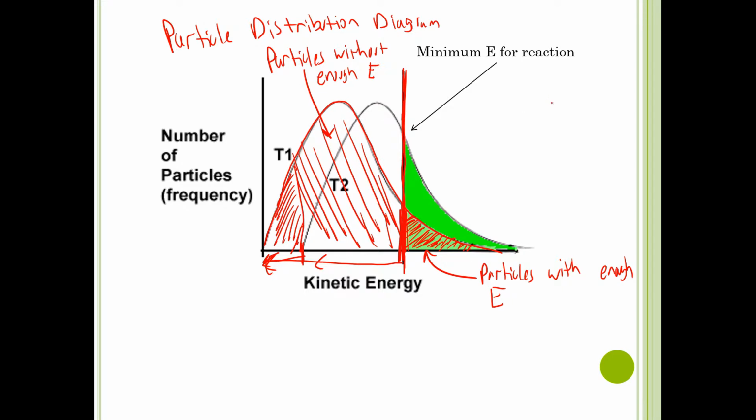Most distribution diagrams will look like this. The only difference is where the minimum energy line happens to be. If a reaction occurs very quickly or spontaneously, then the minimum energy line tends to be a little more towards this way. If the reaction occurs very slowly or not spontaneously at all, the minimum energy requirement tends to be right.